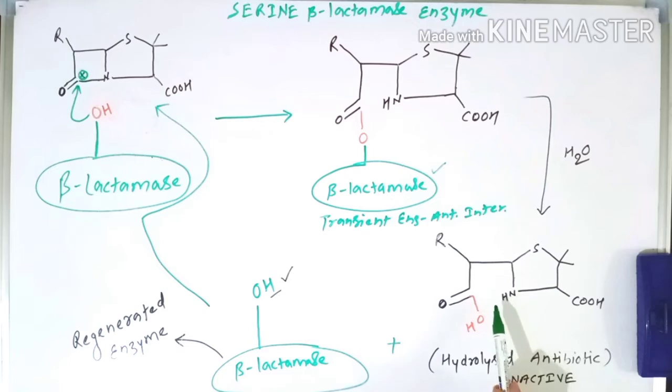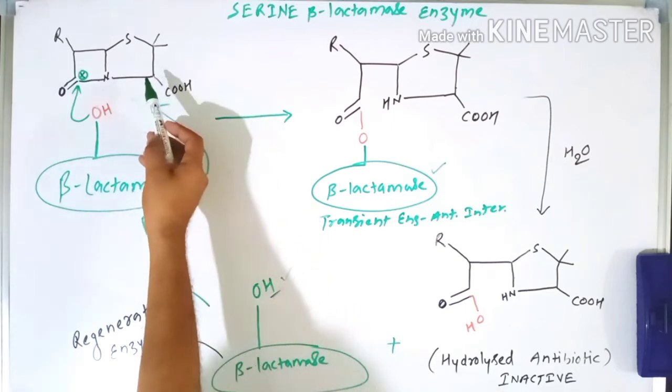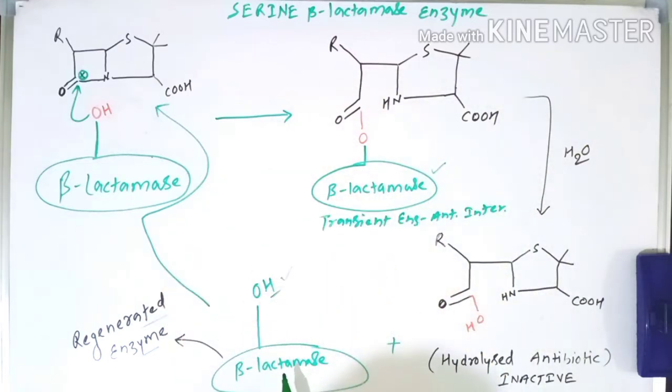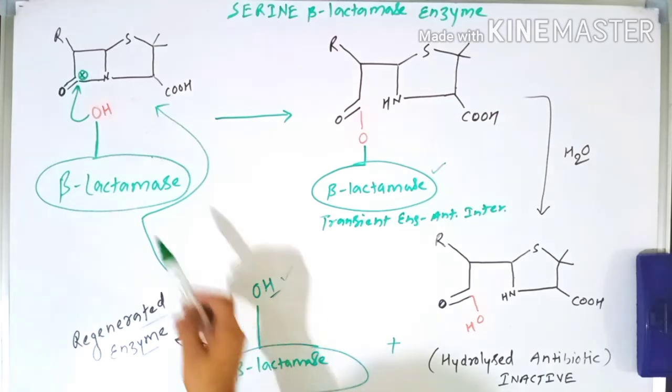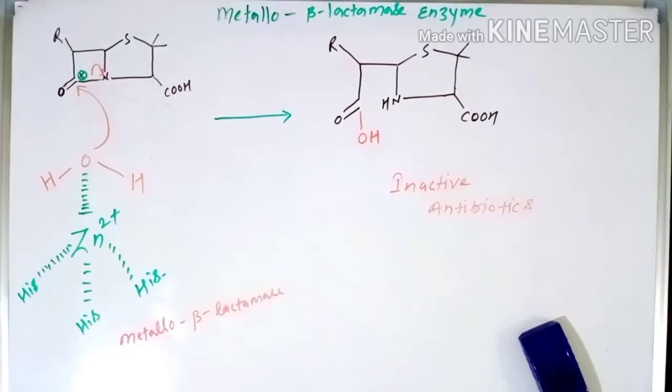It opens into an acyclic form, and beta-lactamase enzyme is again regenerated. So this is your regenerated enzyme, and this regenerated enzyme is again ready to attack another fresh penicillin molecule. So in this way this cycle continues, and a single serine beta-lactamase enzyme attacks several penicillin molecules and inactivates them. In this manner this enzyme inactivates the penicillin molecule. Now we will see how metallo-beta-lactamase enzyme inactivates the penicillin molecule.